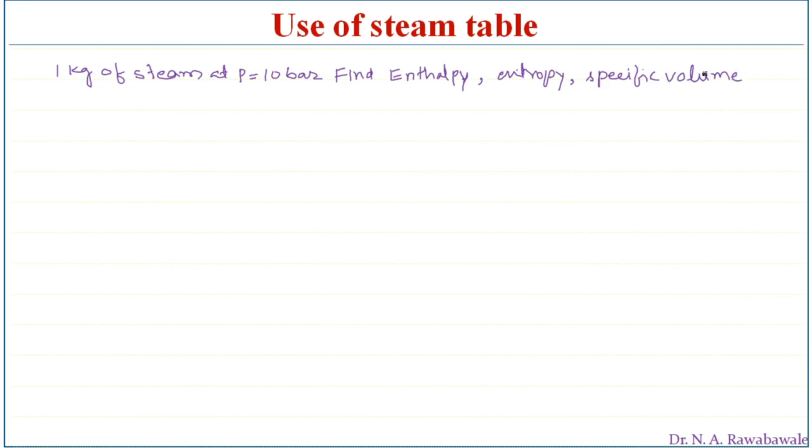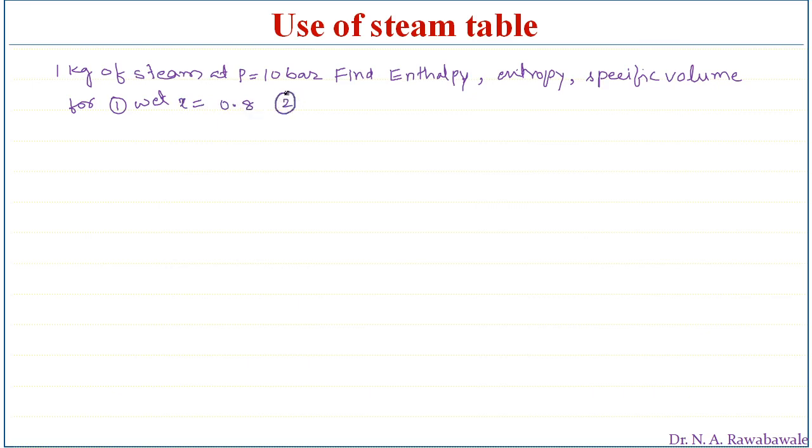These three things are sufficient. Specific volume, the reciprocal of specific volume, gives us density. So these three values we will find out, and for three types of steam. Number one, steam is wet with dryness fraction X equal to 0.8.